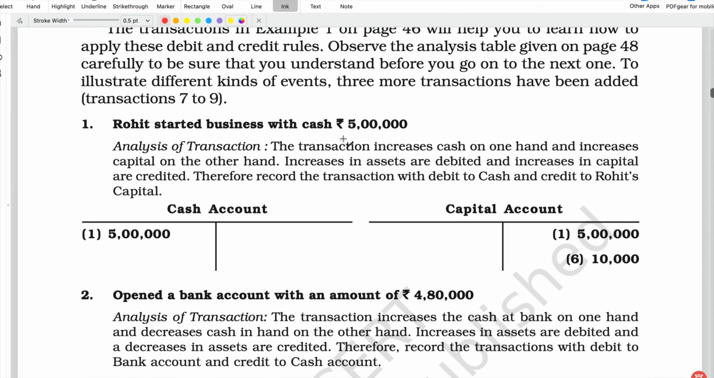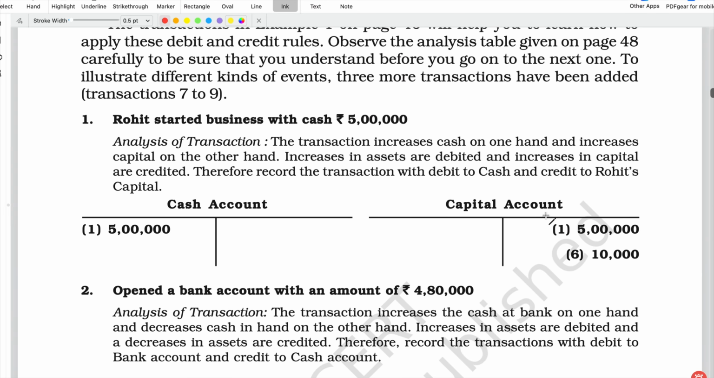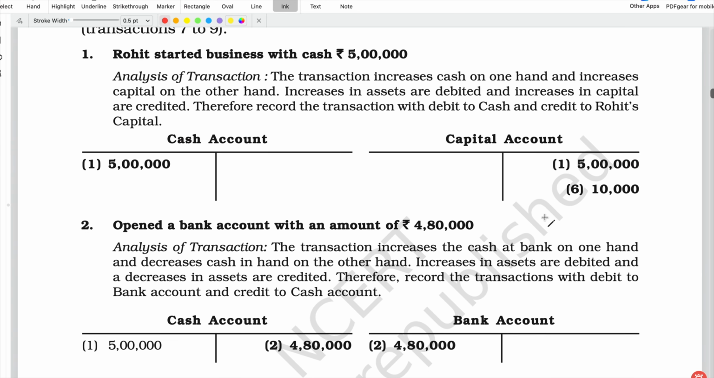So Rohit started a business with 5 lakh. Okay, so now what is coming into the business? Cash is coming into the business, which means there is an increase in the asset. Cash is a current asset, right? So that is debited. And now cash is coming in what form? It is coming in the form of capital. Okay, so that is going in as capital. So capital account will be credited. So one transaction, two side entry, cash account is debited, capital account is credited. Clear? Now we'll see the second transaction.